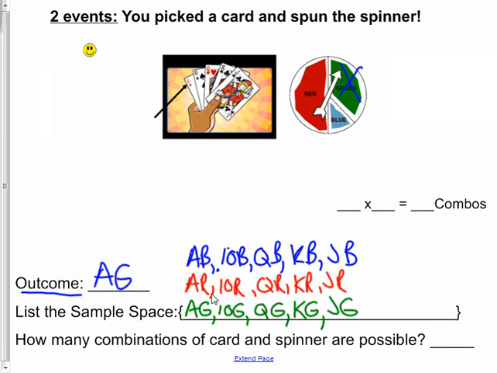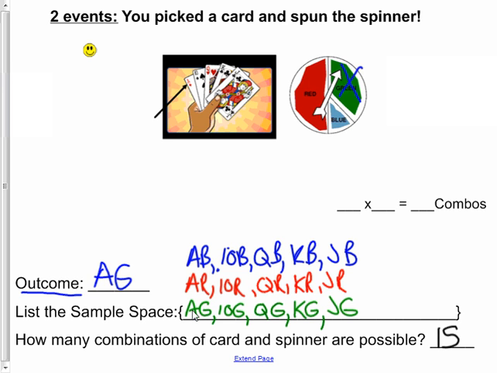All right, so I finished my list. I did every card with green, every card with red, and every card with blue. So if I could now answer this question, how many combinations of cards, card and spinner, are possible? I can see there were 1, 2, 3, 4, 5 with the green, then 6, 7, 8, 9, 10, 11, 12, 13, 14, 15 possible combinations.